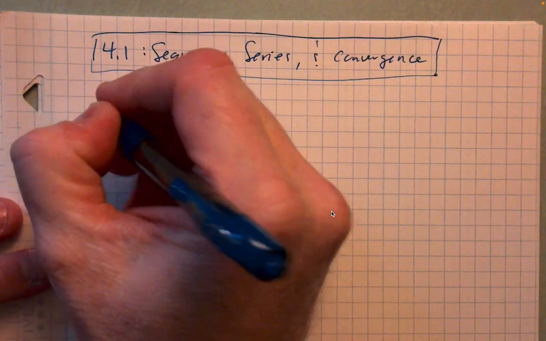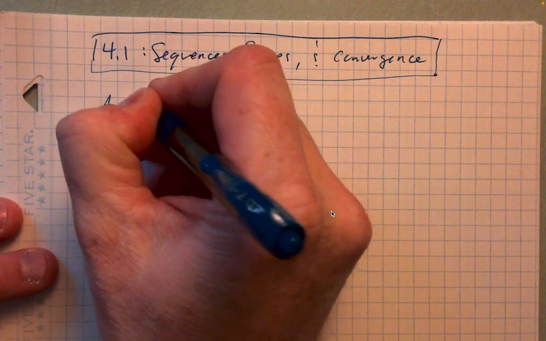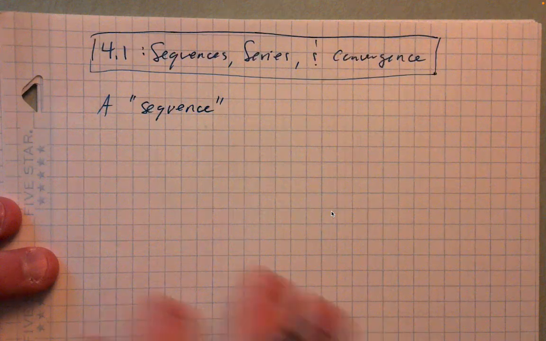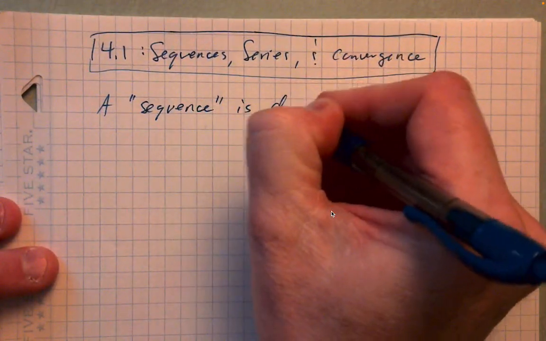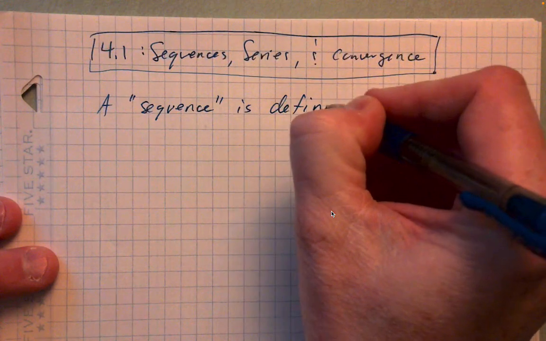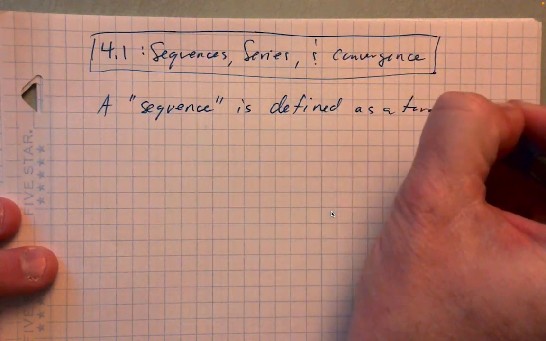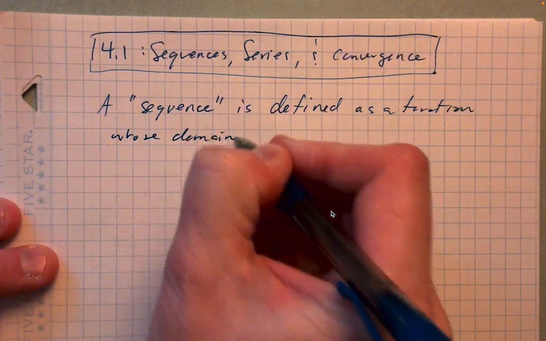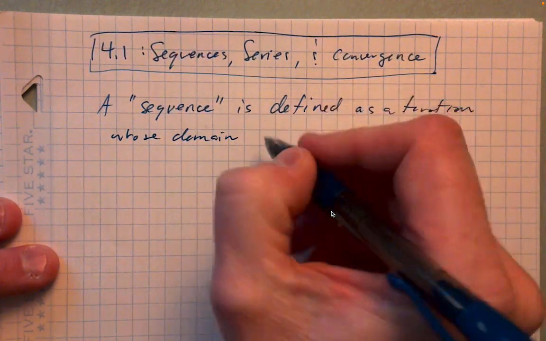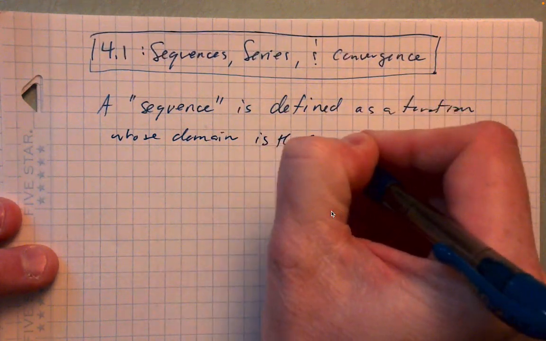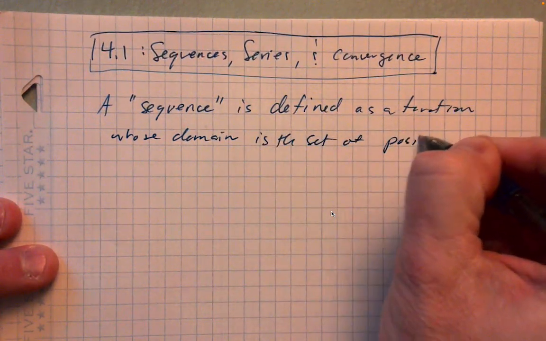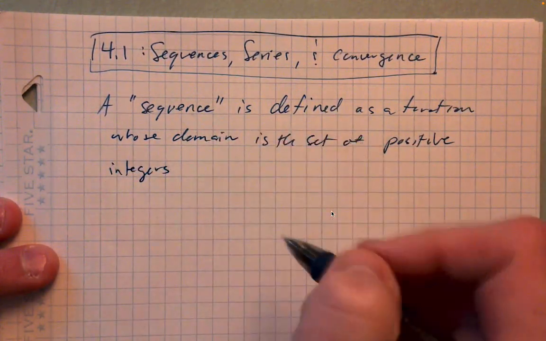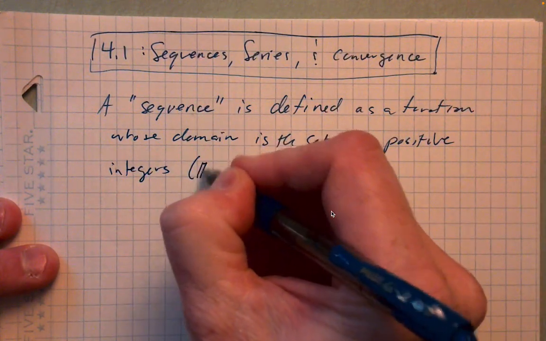So the first thing we want to talk about is what's called a sequence. A sequence is defined as a function, and there are different ways to define it, but here's how we're going to define it. It's defined as a function whose domain is the set of positive integers. Now we say the positive integers, but we frequently mean the natural numbers here.